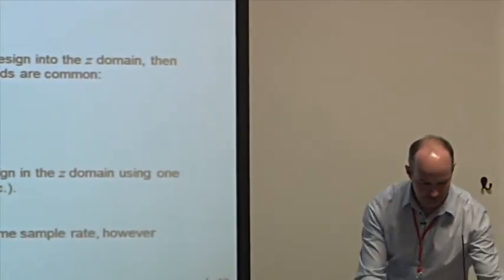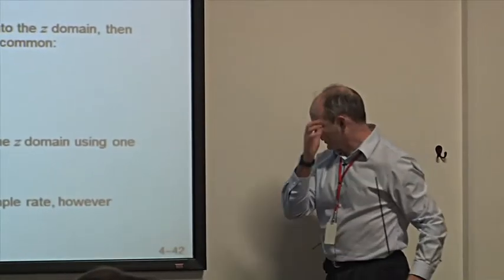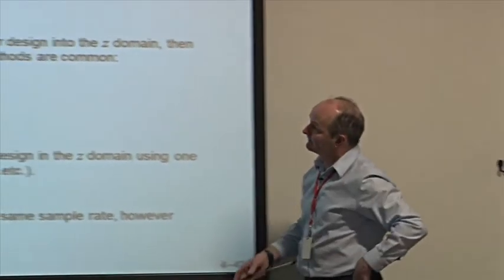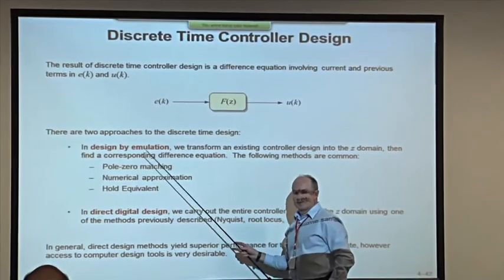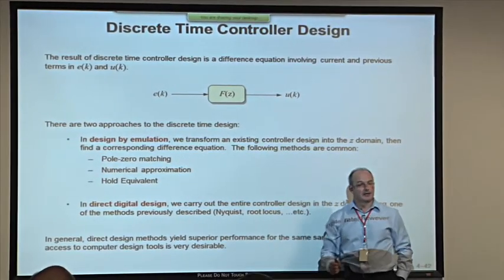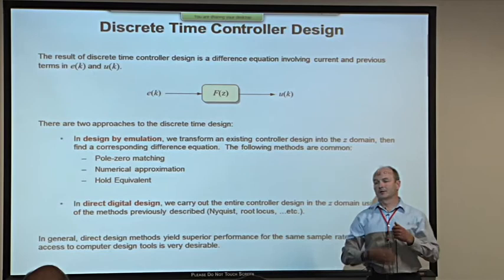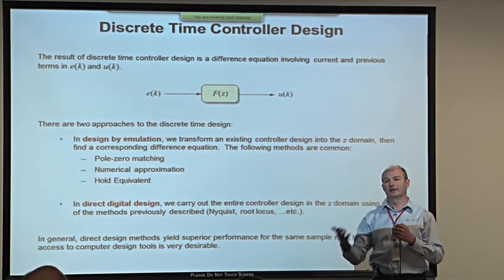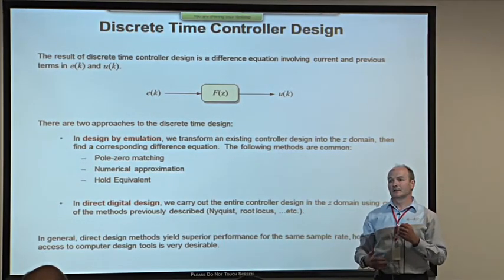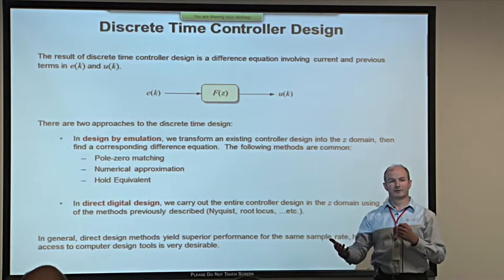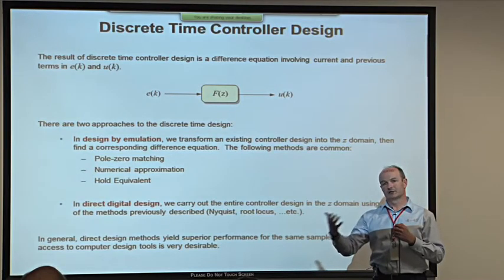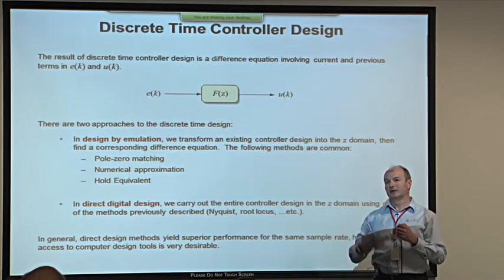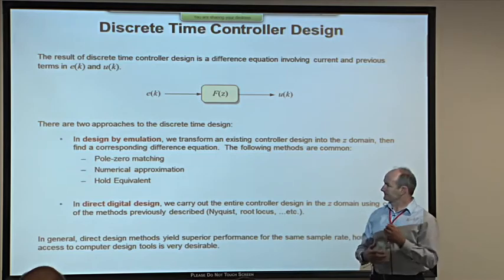I'm going to approach design in two different ways, the two fundamental ways of doing it. The first is called design by emulation, emulation implying copying. The idea here is to start with an existing controller that we've already designed in the Laplace domain, and we are going to attempt to replicate the performance of that controller in the discrete domain by transforming its transfer function into the Z domain using a set of rules, designed by emulation.